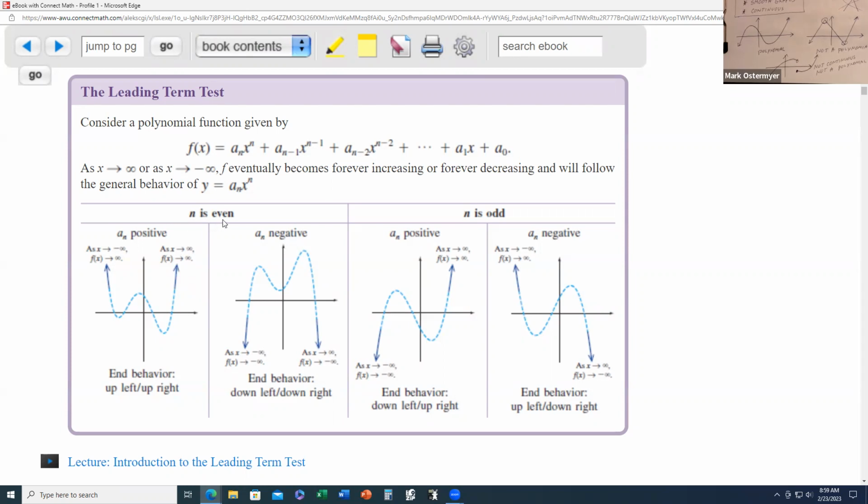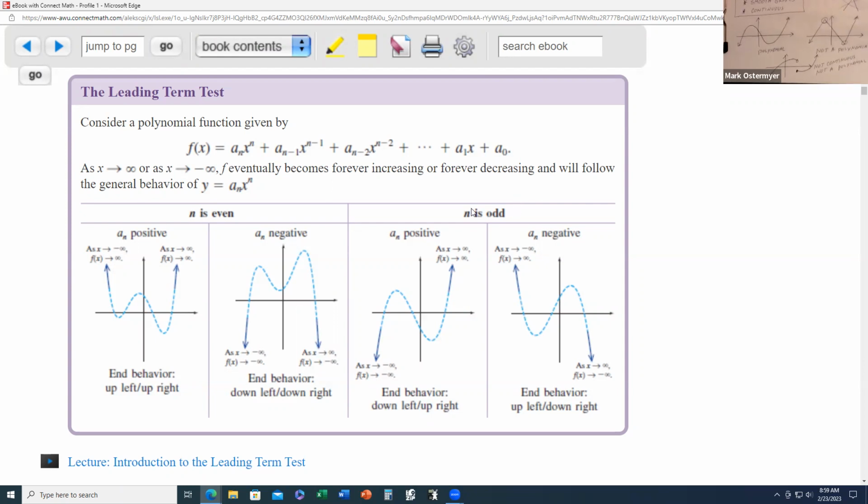If we have an even degree polynomial with a leading coefficient that's negative, in other words, if this a sub n out front is a negative number, then the left and rightmost behavior of the graph of such a polynomial will be having the graph going downwards, both to the left and to the right. Technically, that's saying as x approaches negative infinity, f of x dives down towards negative infinity. As x approaches positive infinity, f of x dives down towards negative infinity.